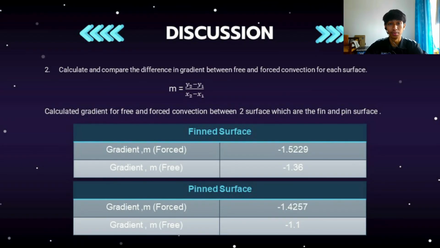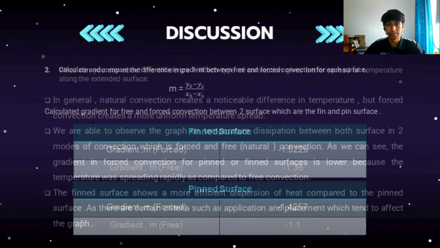Assalamualaikum, my name is Muhammad Razak. By using the gradient formula, we calculate the gradient for each surface for free and forced convection. As we can see, the gradient for forced convection for each surface has a lower value than free convection. And other than that, fin surface has a lower gradient value than pin surface.